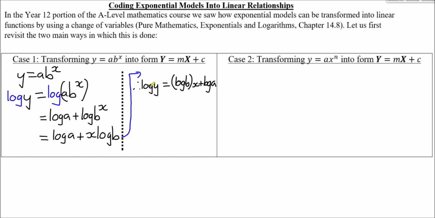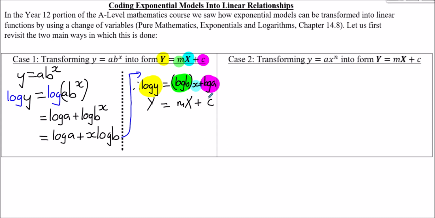And so because y is a variable, the log of y will be a variable as well. So this is a variable, just as y is. Log of b, b is a constant. So because b is a constant, the log of b will be a constant. So log of b relates to m. X is a variable, as is big X. And finally, the log of a is a constant, as is c. So just coding it as y equals mx plus c.